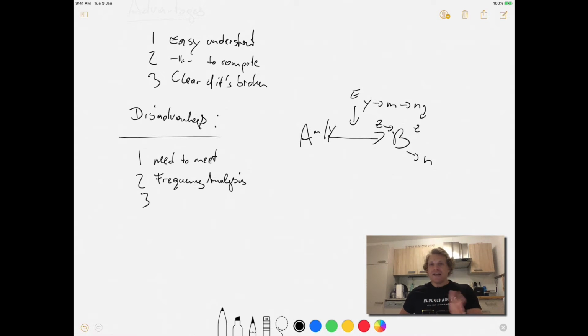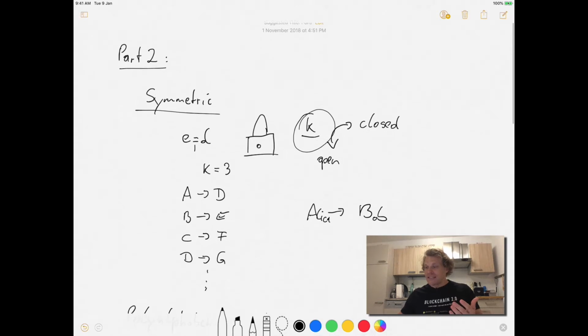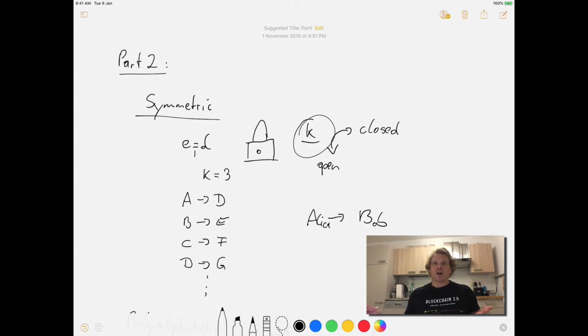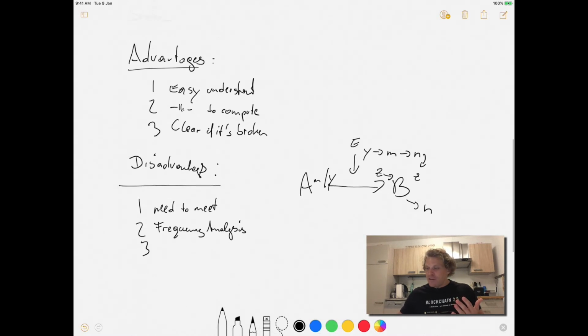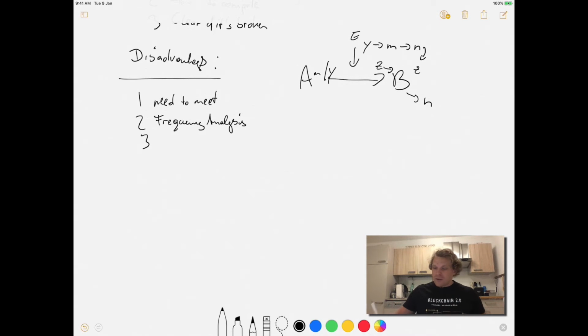Now here's the problem. Bob never knows that Alice actually wanted to send M, but he receives N because Eve changed it. And this is a very big problem in symmetric cryptography. You don't have a proof that the original message was actually sent by that person. There's no proof. Because it is symmetric, it's bidirectional. Both people have the same key to open and close the lock. And this is a very big problem.